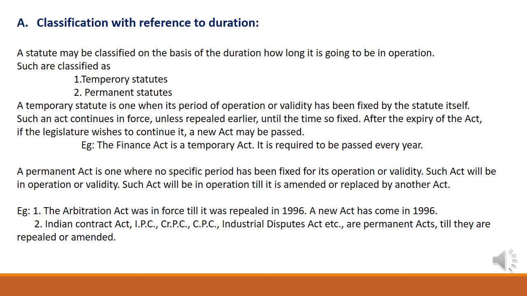An example of a temporary statute is the Finance Act, because it is required to be passed every year. Coming to the permanent act. A permanent act is one where no specific period has been fixed for its operation or validity. Such an act will be in operation until it is amended or replaced by another act. So, temporary has a validity, permanent doesn't have any validity in the statute itself unless it is replaced or amended by the legislature. An example of a permanent statute: the Arbitration Act was in force until it was repealed in 1996, when a new act came. The IPC, CRPC, CPC, Indian Contract Act, Industrial Disputes Act are all permanent acts until they are amended or repealed. So, these are based on the duration.